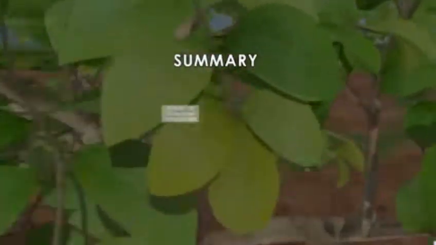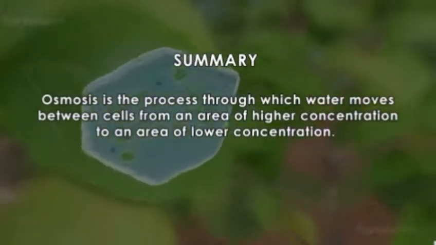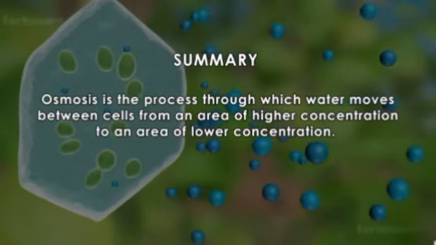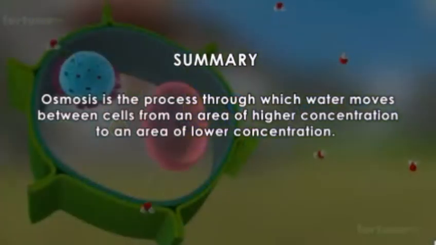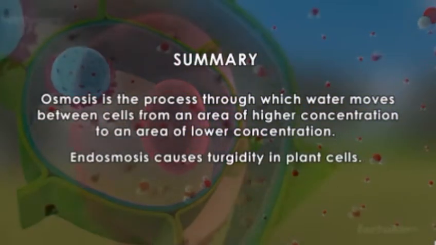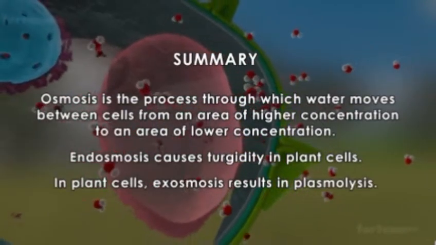Summary. Osmosis is the process through which water moves between cells from an area of higher concentration to an area of lower concentration. Endosmosis causes turgidity in plant cells. In plant cells, exosmosis results in plasmolysis.